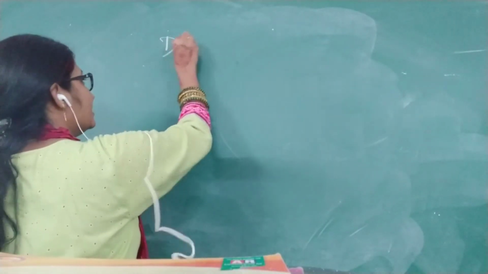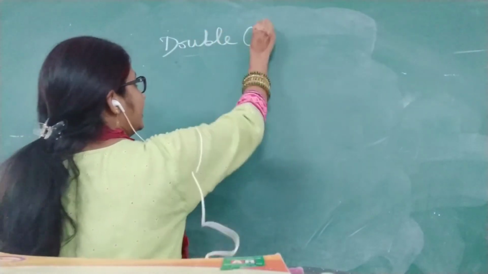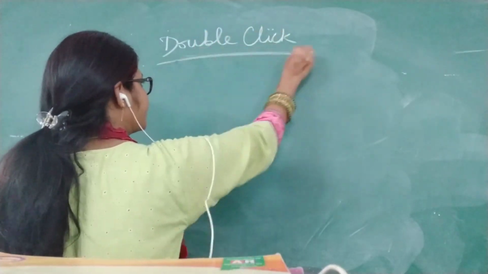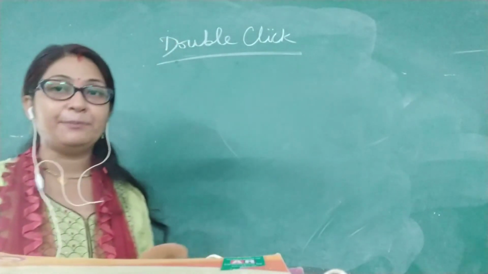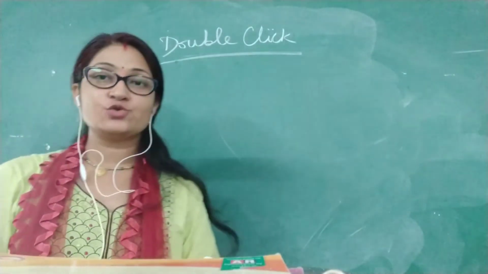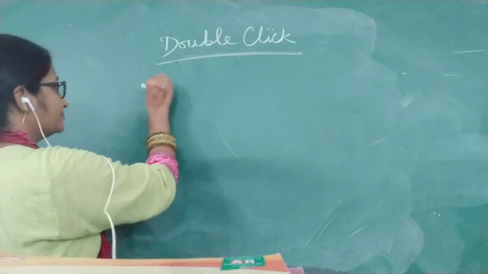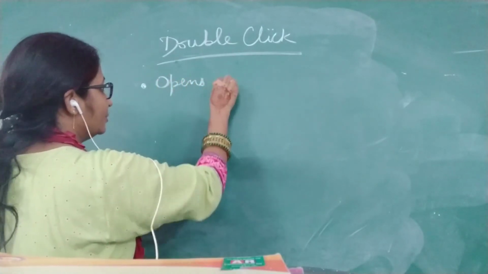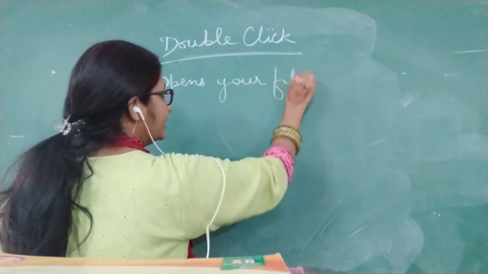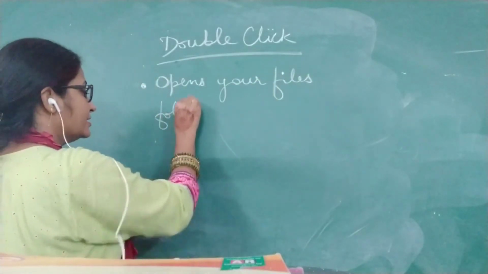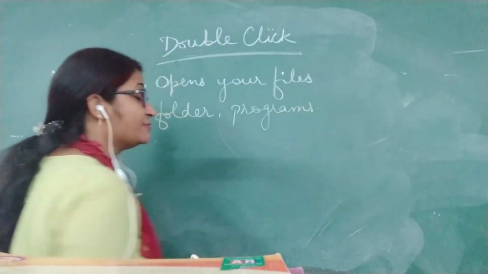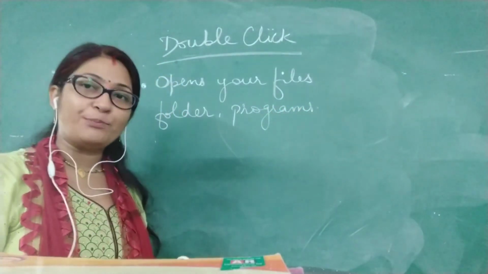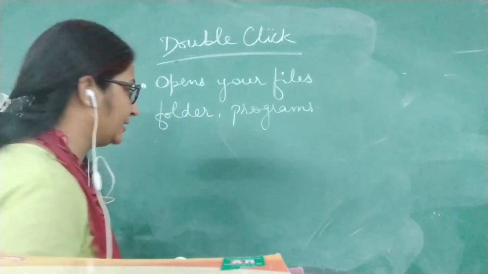Then comes the double click. Now what is double click? Press the left button 2 times. That is called double clicking. So what is the use of double clicking? It opens your files, folders, programs. On whichever file, folder, or program you double click, it will open up. So this is the use of double clicking.